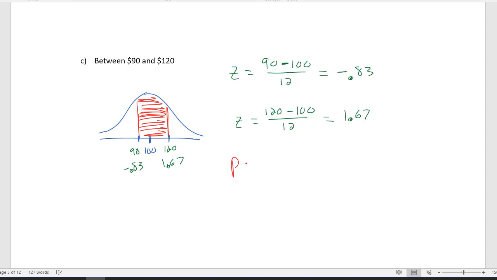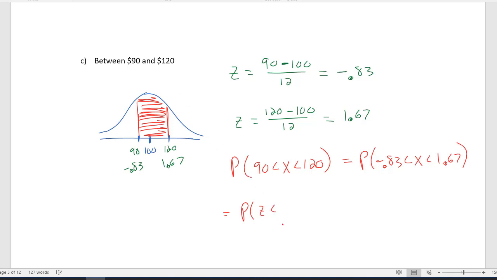So the probability, and I'm going to write this symbolically again: the probability that my utility bill is between 90 and 120 is equivalent to the probability that my z-score is between negative 0.83 and 1.67. And we talked about, again, we have to find the probability that the z is less than 1.67, and then we're going to subtract the probability that the z is less than negative 0.83.